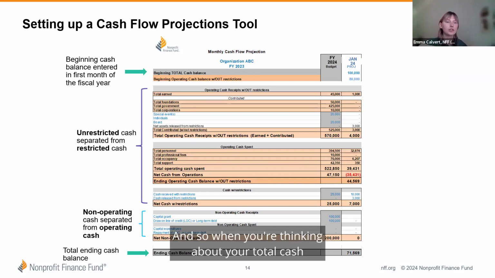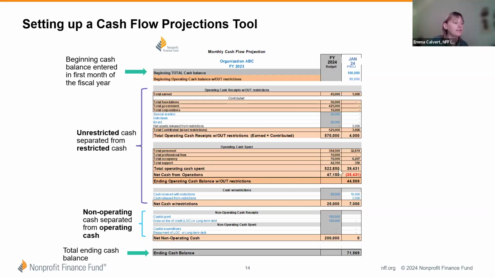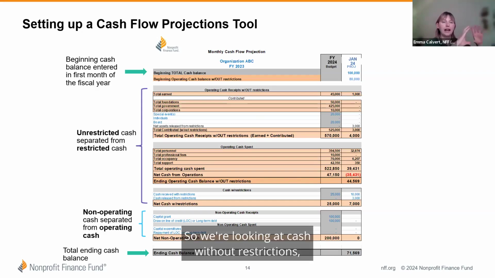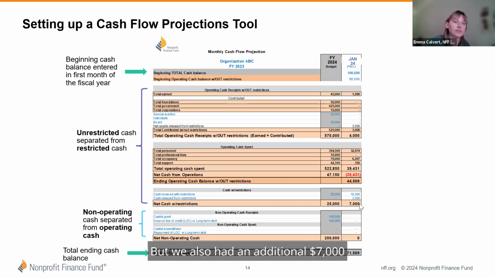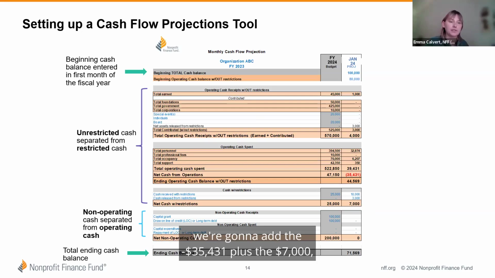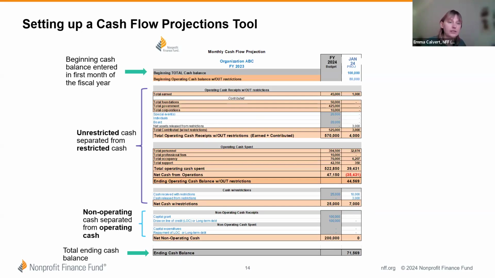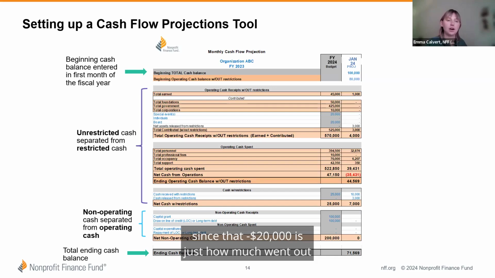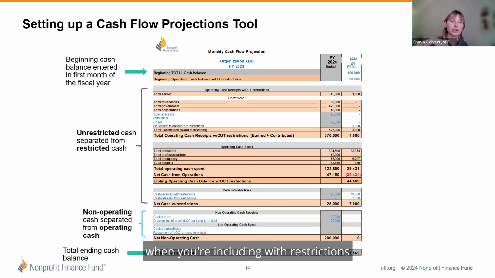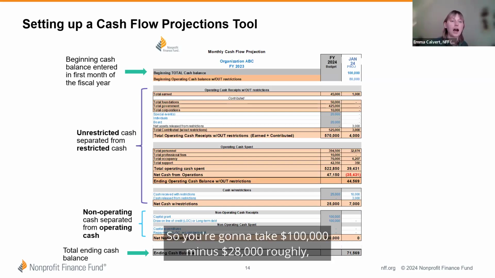When you're thinking about your total cash for the month of January, you want to add, or I guess subtract in this way because it's a negative number, to also your cash with restrictions. So we're looking at cash without restrictions, which is negative 35,431. But we also had an additional $7,000 in cash with restrictions. To get our total cash balance, we add negative 35,431 plus the $7,000, and that gives negative around $28,000. That negative $28,000 is just how much went out when you're including with-restrictions and without-restrictions cash. So you take $100,000 minus 28,000 roughly, and you get that 71.